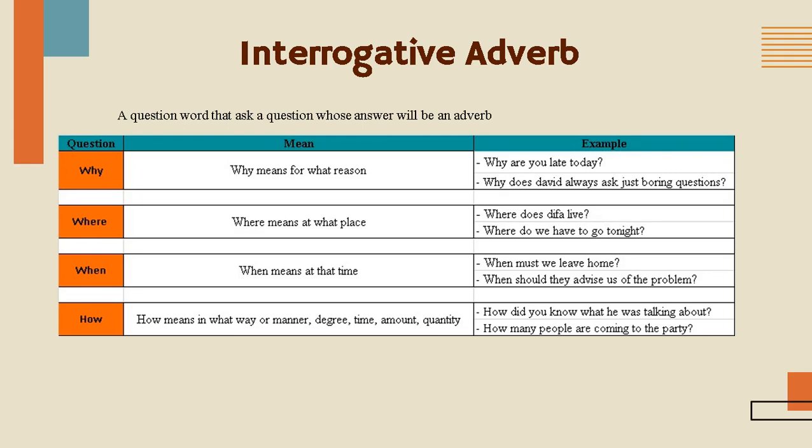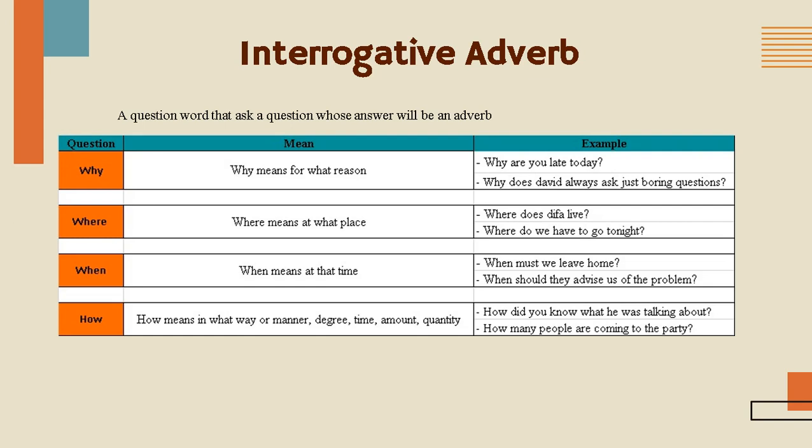First, interrogative adverb, a question word that asks a question whose answer will be an adverb. It consists of four question words. First, why. Why means for what reason. For example, why are you late today? Why does David always ask just boring questions?